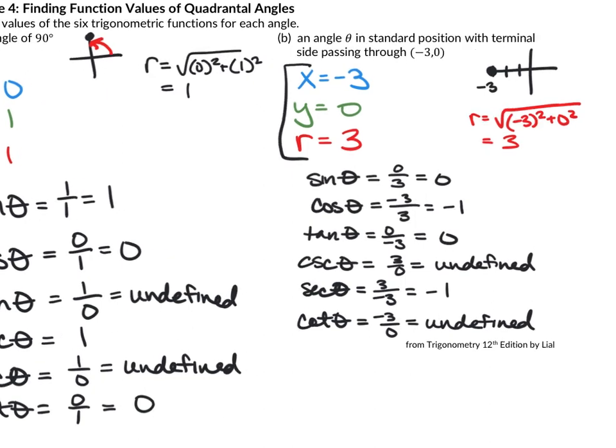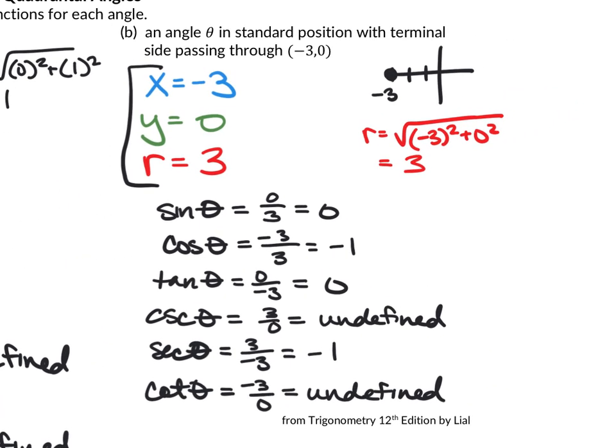Okay, if you want to give it a quick check. We should have gotten sine is 0, cosine of theta is -1, tangent of theta is 0, cosecant is undefined, secant is 1, and cotangent is undefined. How'd we do? Okay, fabulous.